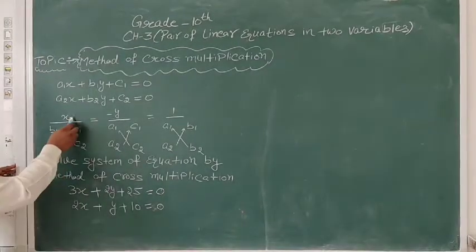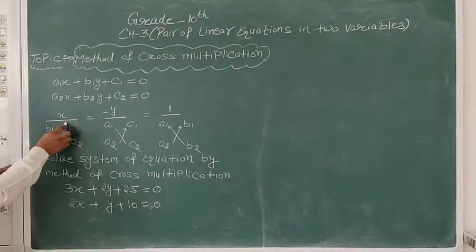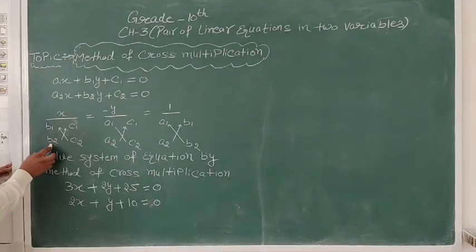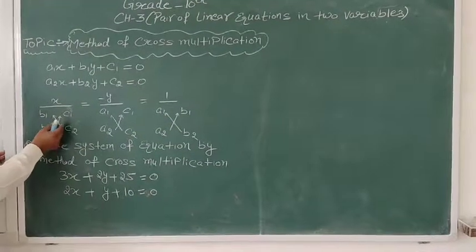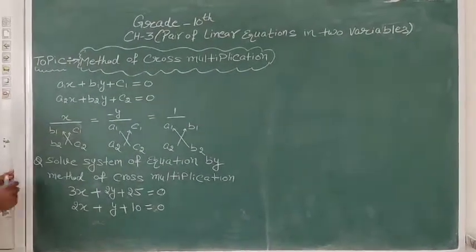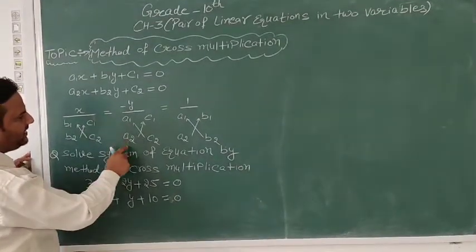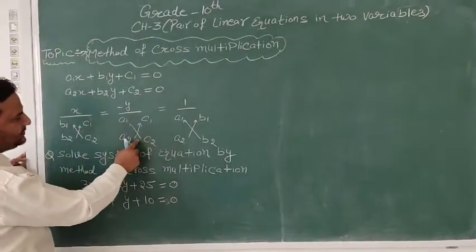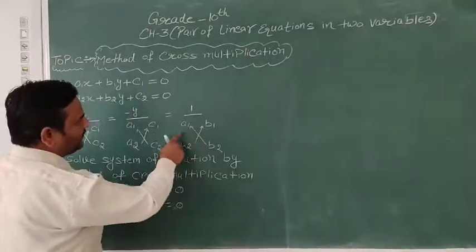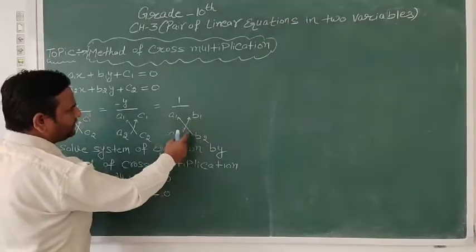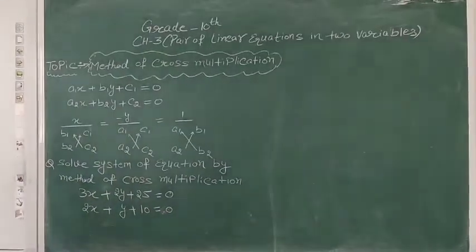The method suggests x divided by, this is the formula to solve this, x divided by b1, b2, c1, c2, and there is a cross multiplication between these two. Further equals to minus y upon a1, a2, c1, c2, as well as cross multiplication between them. Further equals to 1 upon a1, a2, b1, b2, as well as cross multiplication also between them.